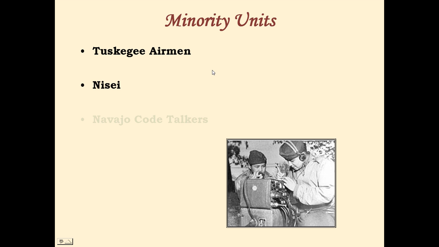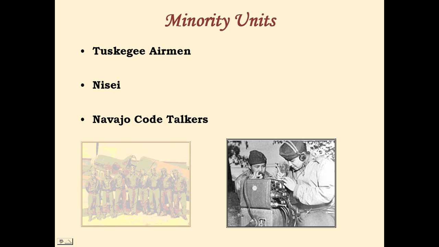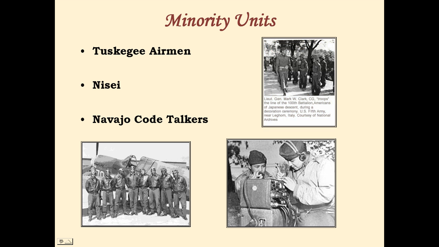You need to know three military units. You need to know the Tuskegee Airmen, the Nisei Regiment, and the Navajo Code Talkers. The Tuskegee Airmen are an African-American group of pilots who fought during World War II. Remember that during World War II, the American military was segregated.